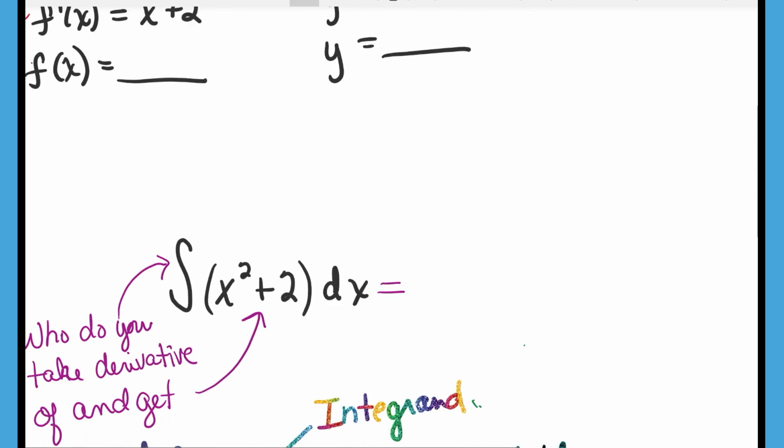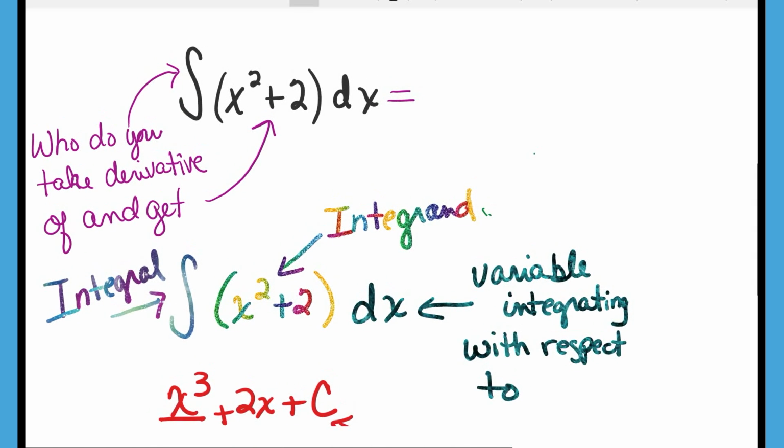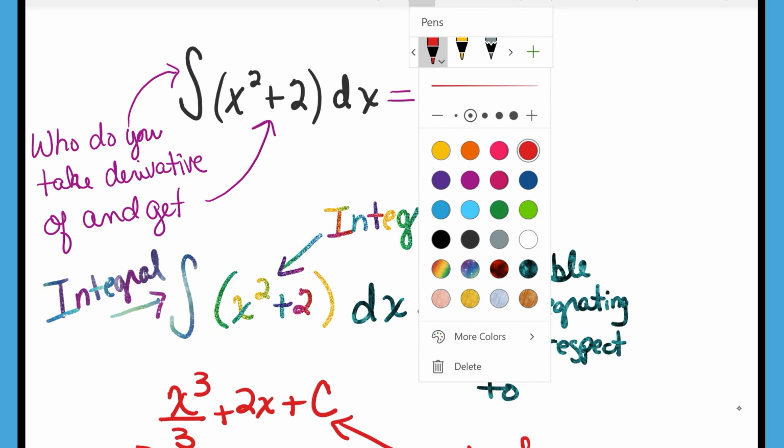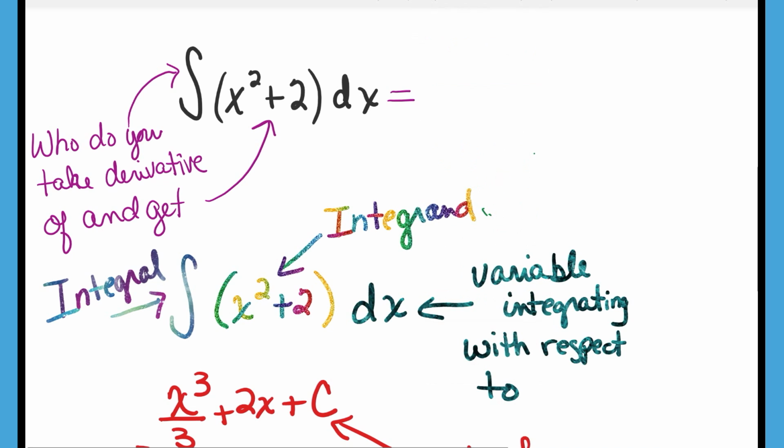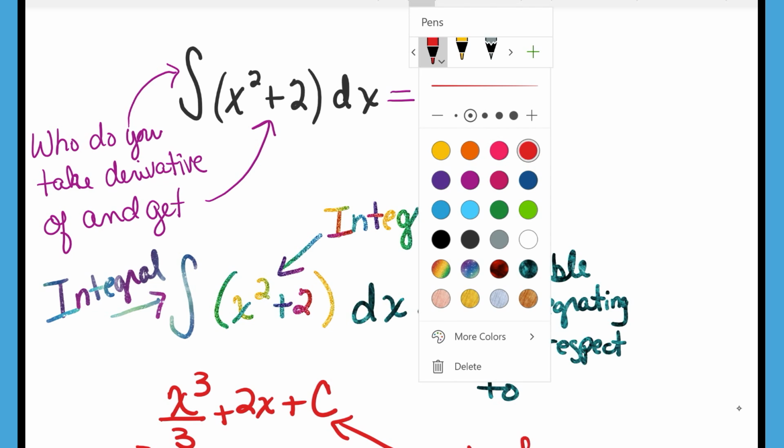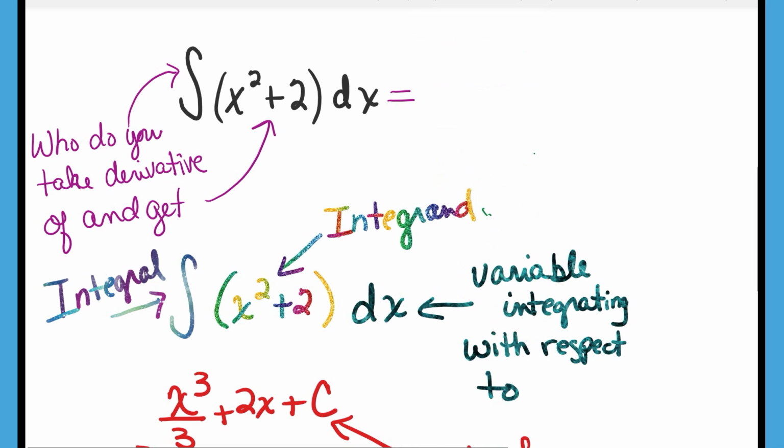Ladies and gentlemen, welcome to the integral symbol. So this big, long, elongated S, see this elongated S right there? That elongated S is called an integral symbol, and it means the same thing as all the questions we've been asking before. It means who do you take the derivative of and get this thing right here.